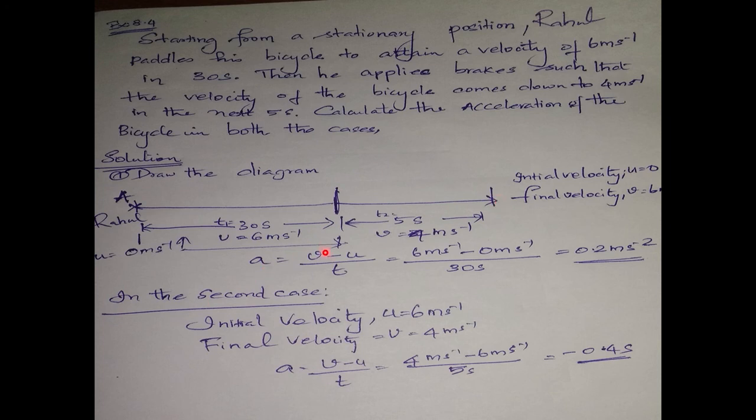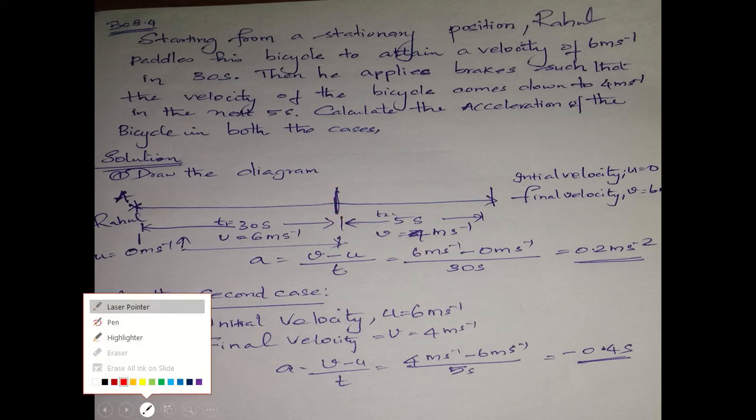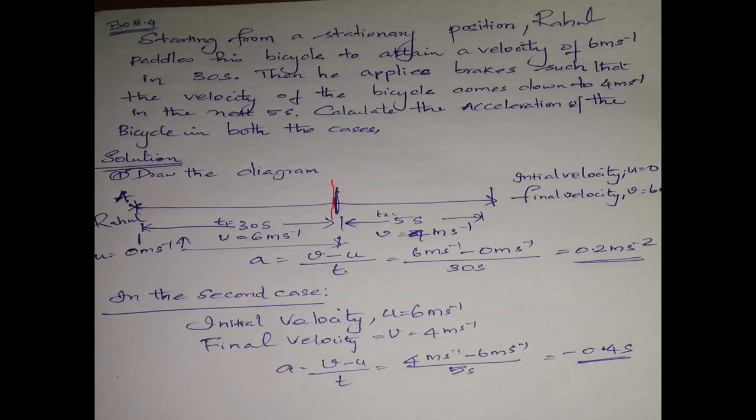Acceleration is equal to v minus u divided by t. What is v? v is the final velocity in the first case. The final velocity in the first case is 6 meters per second, minus 0. What is the initial velocity when he is starting? He is at rest, so the initial velocity is 0. 6 minus 0 divided by the time taken, 30 seconds, will give you 0.2 meter per second squared.